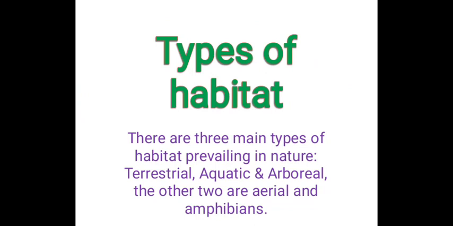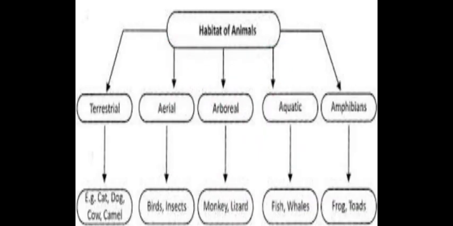Let's look at types of habitat. There are three main types of habitat prevailing in nature: terrestrial, aquatic, and arboreal habitat. The other two are aerial and amphibians. Let's look at the habitats with their subgroups and examples. Habitat of animals: terrestrial, for example cat, dog, cow, camel. Aerial, for example bird, insect. Arboreal, for example monkey, lizard. Aquatic, for example fish, whales. Amphibians, for example frog and toads.